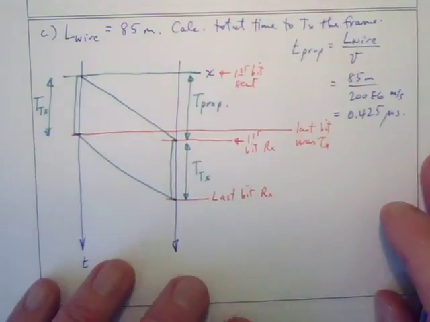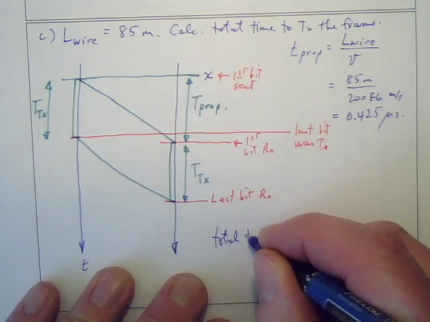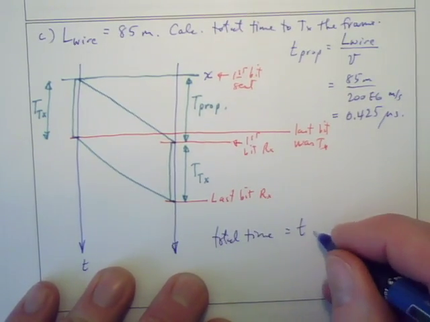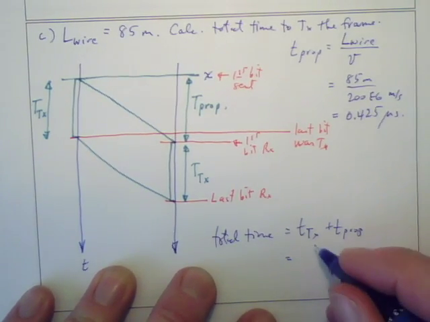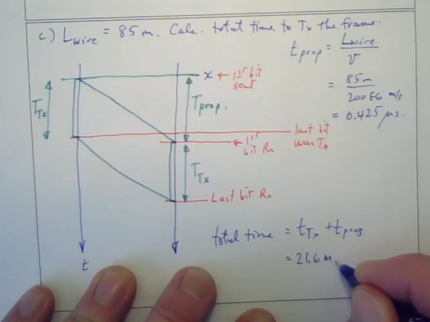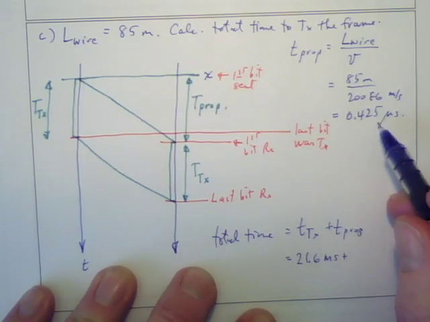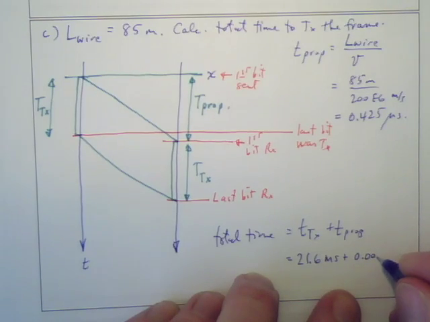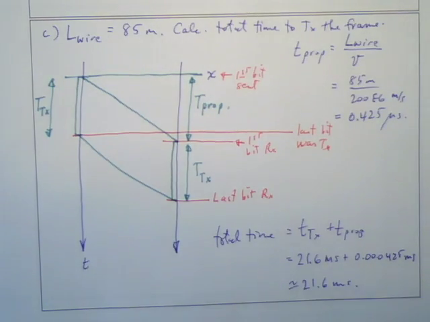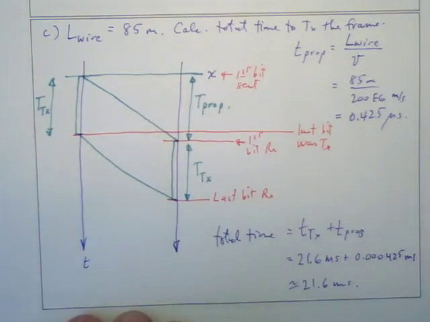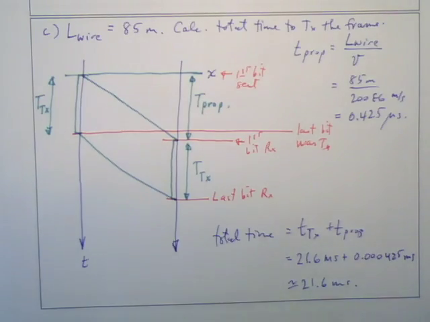And so the total time is T transmit plus T prop, which is 21.6 milliseconds plus 0.425 microseconds, which is 0.000425 milliseconds, or approximately 21.6 milliseconds. Okay, so I hope that helps. Here we have a space-time diagram showing the propagation. This is kind of like the train problems in your physics class. Hope that helps.